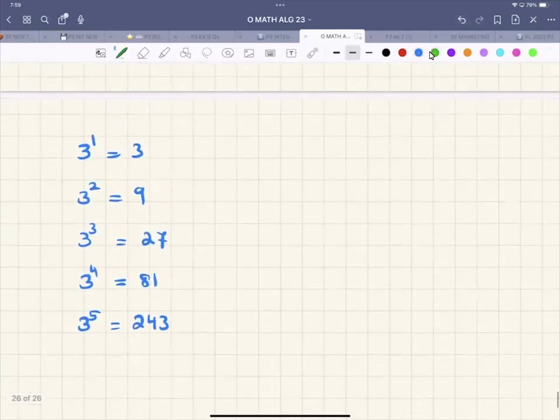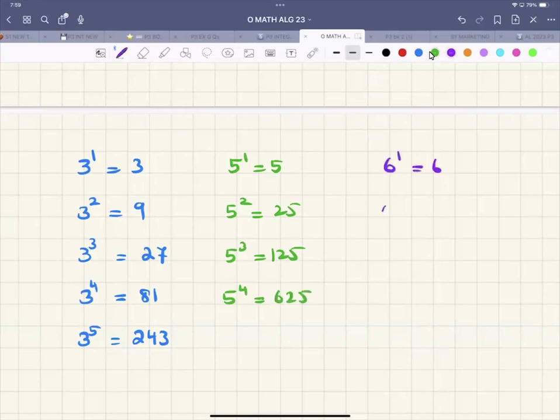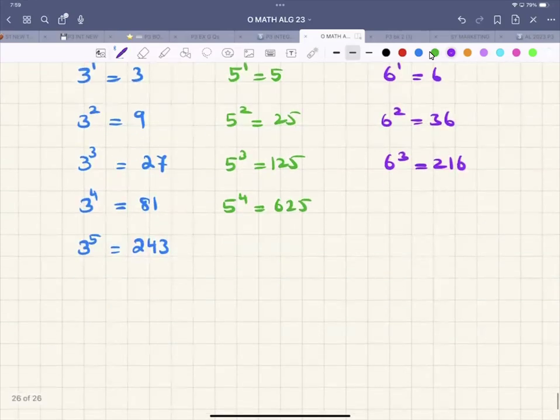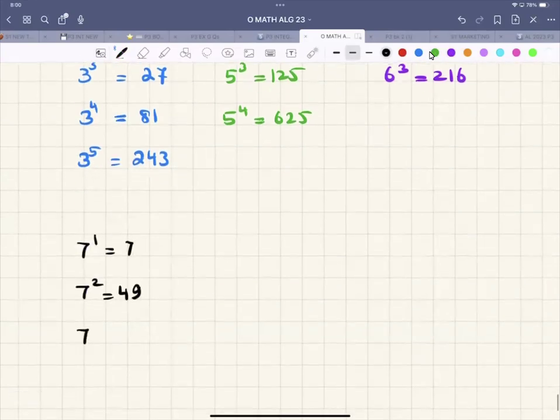Similarly, if I talk about 5, 5 raised to power of 1 is 5, 5 raised to power of 2 is 25, 5 raised to power of 3 is 125, 5 raised to power of 4 is 625. Let's talk about 6. 6 power 1 is 6, 6 power 2 is 36, 6 power 3 is 216. Let's talk about 7. 7 power 1 is 7, 7 power 2 is 49. What is 7 power 3? 7 power 3 is 343.